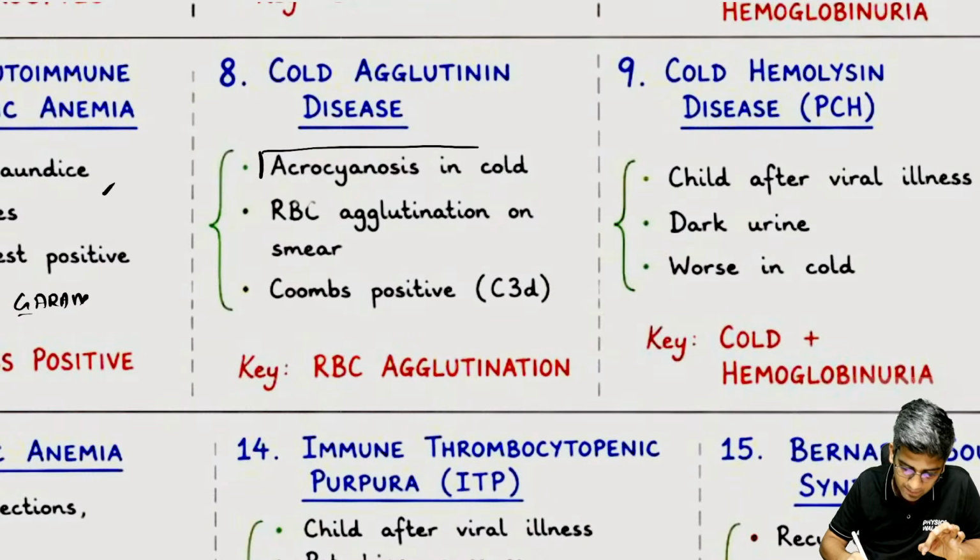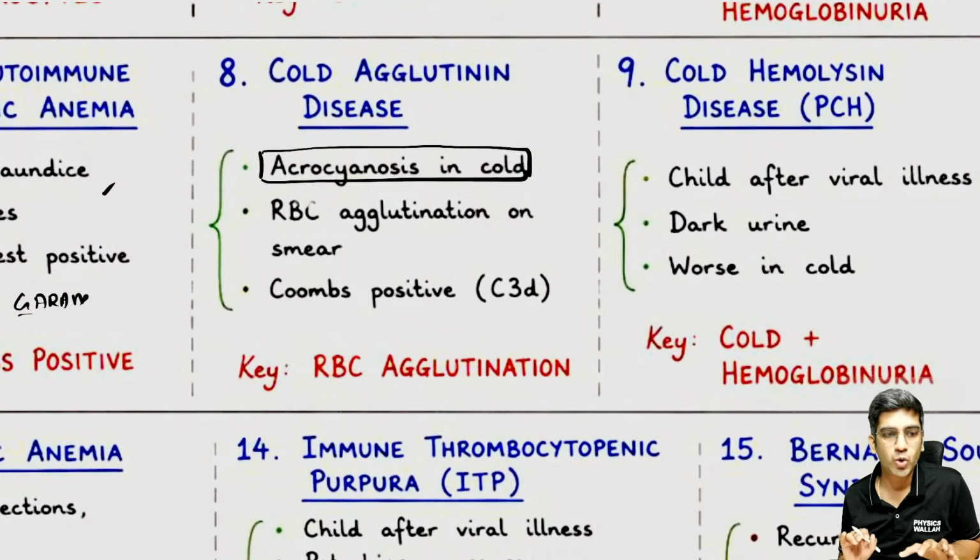Cold has a very classical finding. Can anyone tell me the name for this phenomenon? Acrocyanosis in the cold. Acro is the periphery, right?